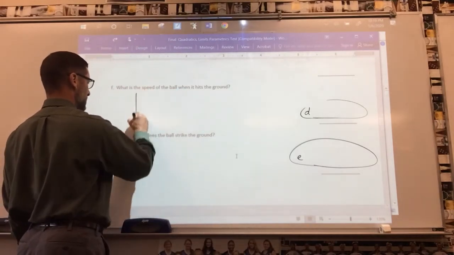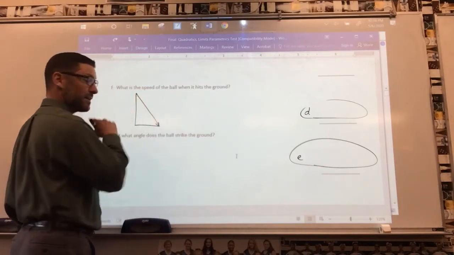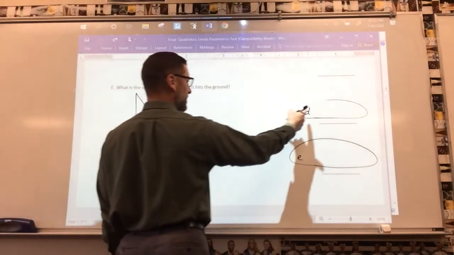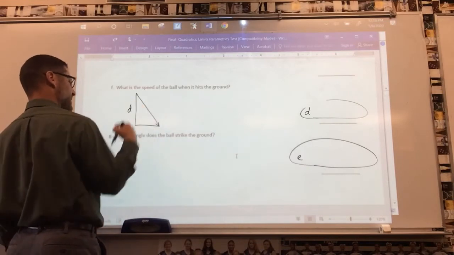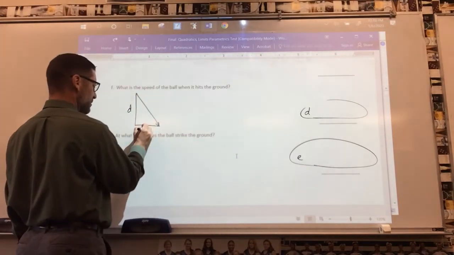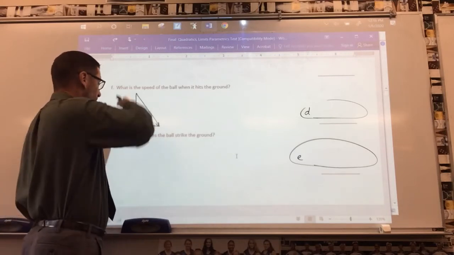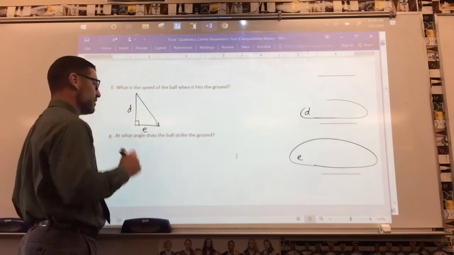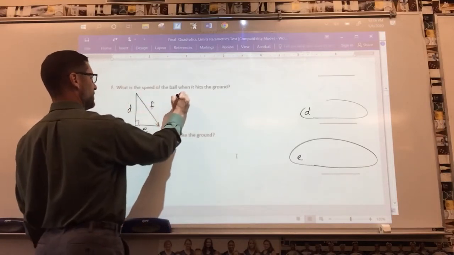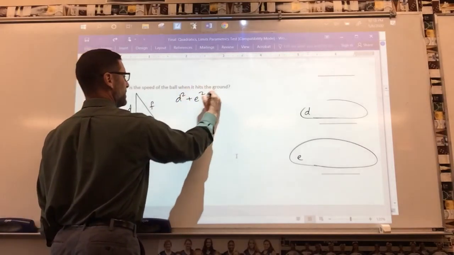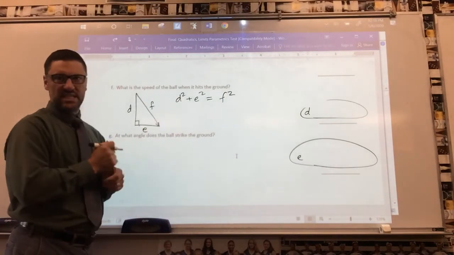So I'm going to draw a right triangle here. And I want to know that speed of impact. Well, the speed of impact, D was your vertical component. That's your D value. So you're going to plug that right in there. And E was your horizontal component right there. And that's a right triangle formed from that vertical component to horizontal component. And this is letter F. What you're going to do is you're going to go d squared plus e squared equals this one squared. You're going to use the Pythagorean theorem with those two numbers from D and E to do this problem.